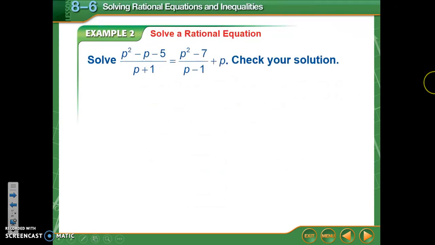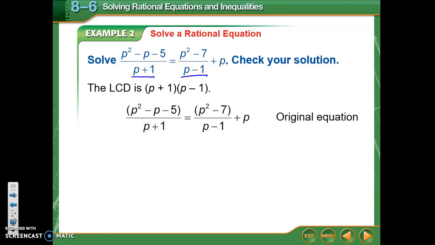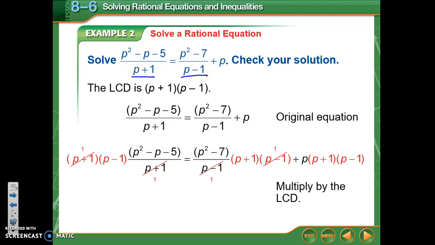All right, let's look at one that's a little bit more complicated. So here in my denominators, I have p plus 1, that's one factor, and p minus 1. So that means that my least common denominator is going to be p plus 1 times p minus 1. So again, I need to take every term, every part of my original equation times that least common denominator. So here they're showing you p squared minus p minus 5 all over p plus 1. When I multiply that by p plus 1 times p minus 1, the p plus 1's divide out.